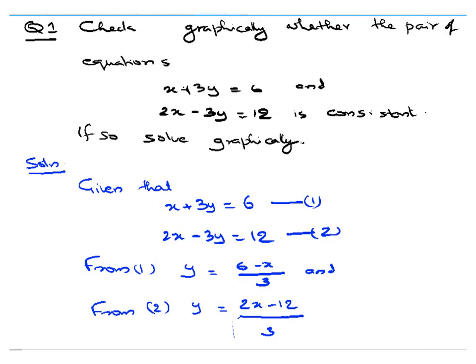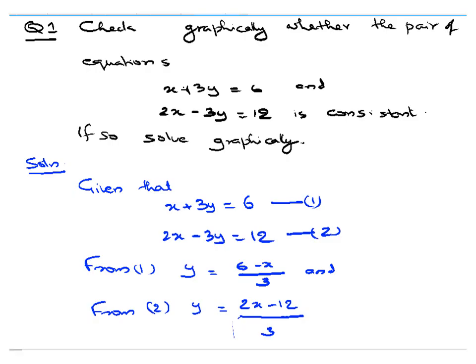Now we can solve a simple question. Check graphically whether the pair of equations x plus 3y is equal to 6 and 2x minus 3y is equal to 12 is consistent. If so, solve them graphically. The solution: here given that x plus 3y is equal to 6, that's the first equation, and 2x minus 3y is equal to 12, that's the second equation.